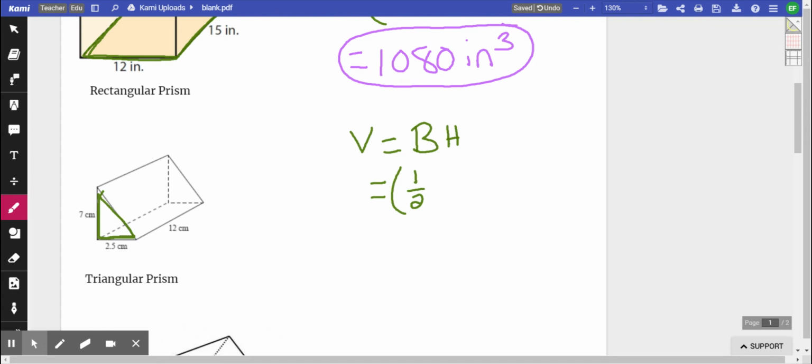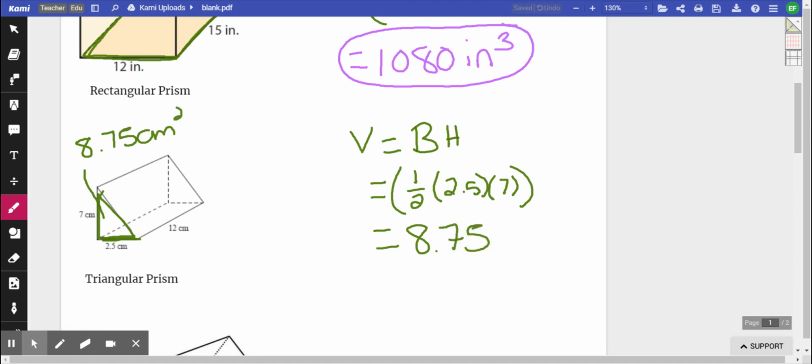So the base of our triangle is 2.5, and the height of our triangle is 7. So if I multiply that all together, 7 times 2.5 is 17.5. If I find half of that, that's going to give me 8.75. So the area of just this piece is 8.75 square inches.